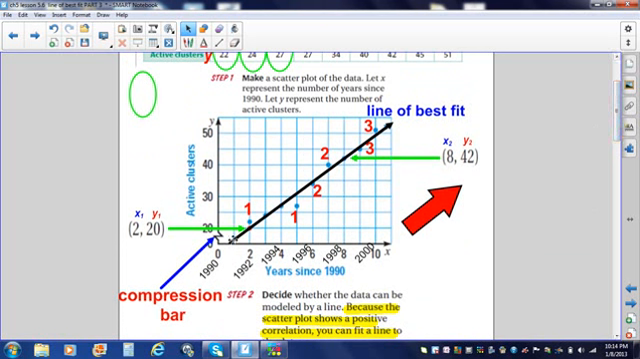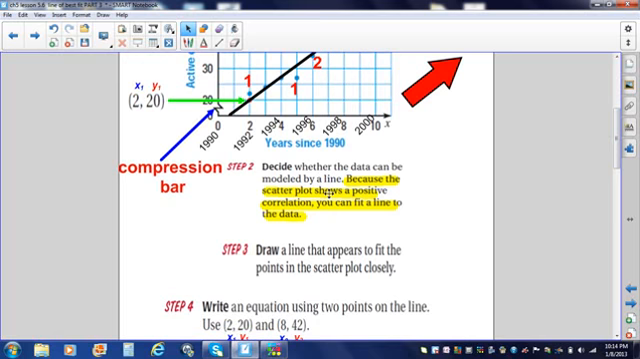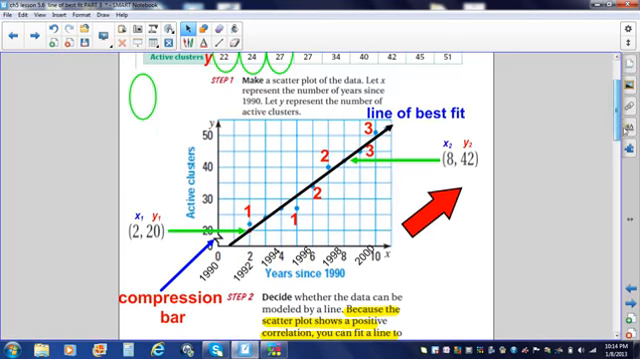Notice that we have a line of best fit, and we have approximately 3 ordered pairs above the line of best fit, and we have 3 ordered pairs below the line of best fit. The next observation I'm going to make is the scatter plot shows a positive correlation. Remember that our ordered pairs are going up and to the right, so that is a positive slope.